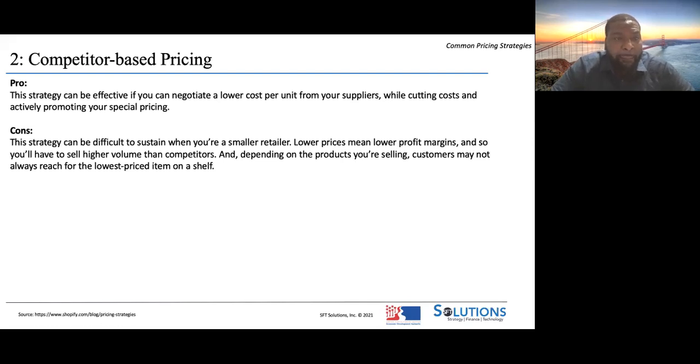Okay. All right. So competitor-based pricing, pretty simple to go out and take a look and see what everybody is charging, and try to slot your price in, whether on the high end or the low end. Obviously you have to take a look in the mirror and figure out how you differ from your competitors. The con to this strategy is it could be difficult to sustain if you're a smaller retailer, right? Lower prices mean lower profit margins. So you have to have the volume. And as mentioned before, in the Virgin Islands, we don't really have volume in our favor a lot of times.